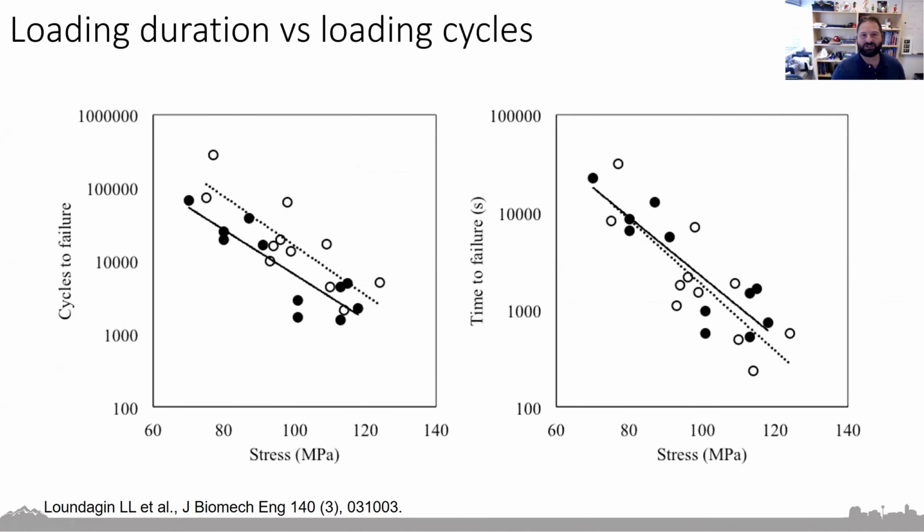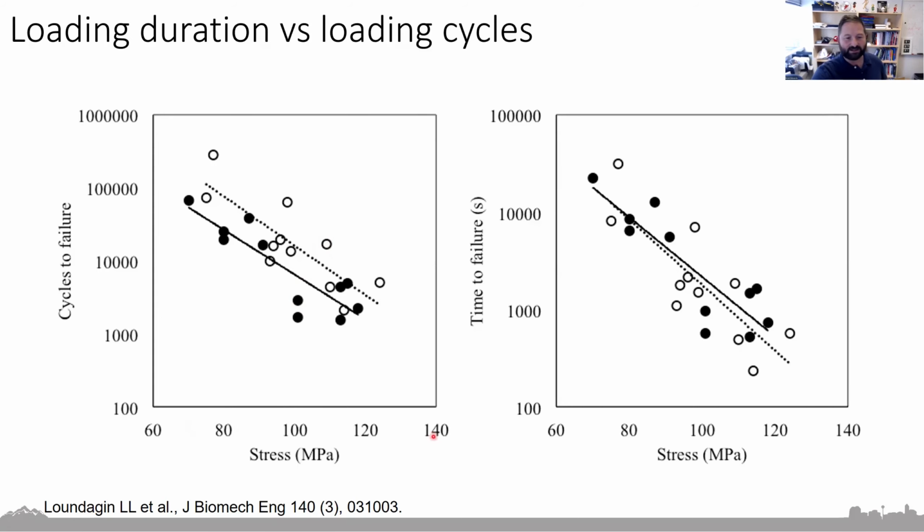And then Benno, this gets at that question that I was trying to discuss before. What's driving failure? Is it the duration or the loading rate? So on the left is a stress life plot for samples loaded at different frequencies. I'm sorry, the legend's not here, but if you see a black dot, it means that the samples were cyclically loaded at 3 hertz. And if you see an open circle, it means that the samples were loaded at 9 hertz. So the cyclic frequency is three times as high for the open circles as it is for the dark circles.